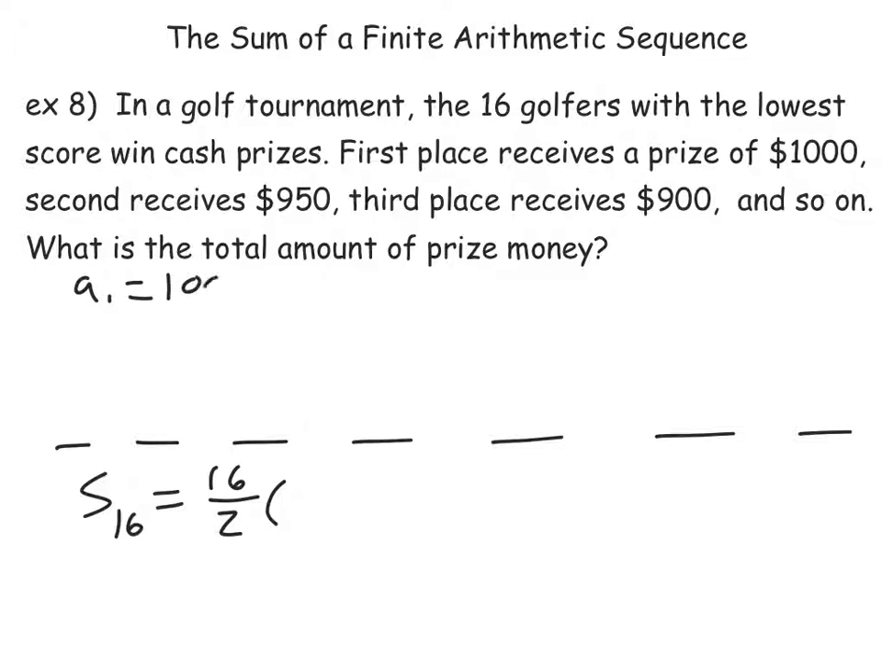First term of the sequence is 1,000. D, be careful with that one, it's negative 50. So I've got 1,000 there, and basically the same problem comes up again. I don't know at the moment what 16th place, if we're being kind, last place if we're not, what they're going to get. We can easily figure that out.